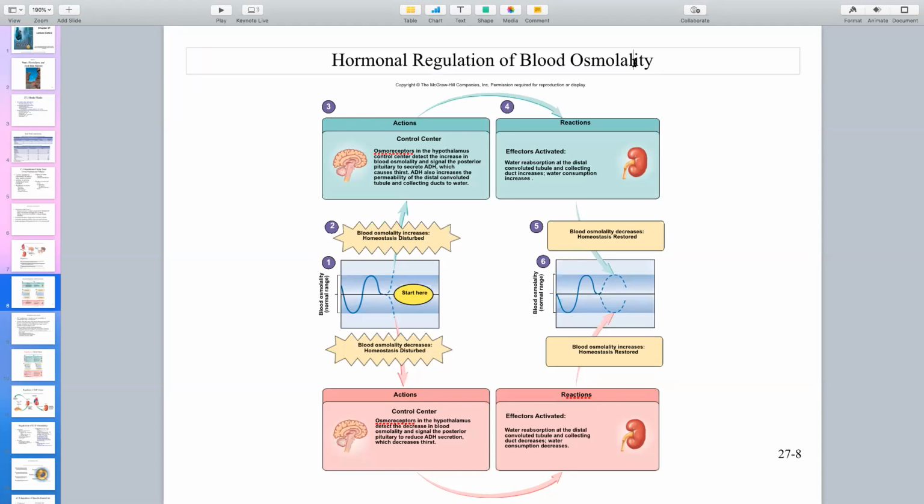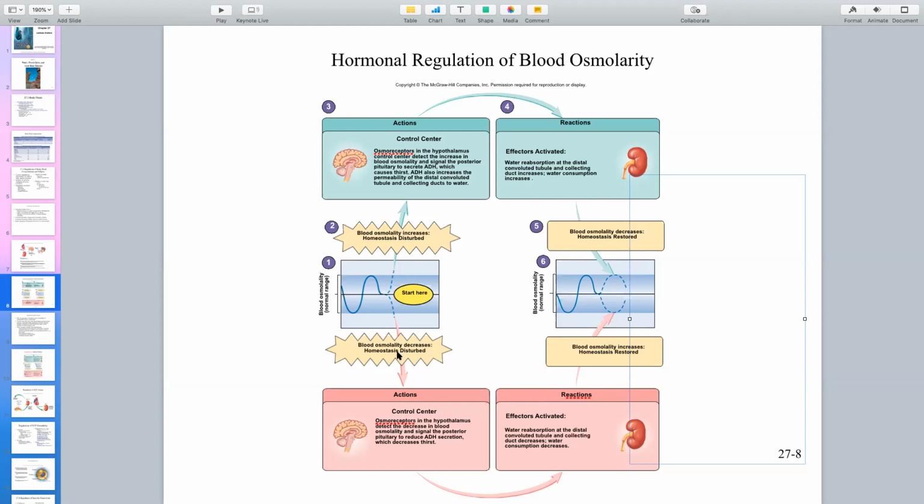Now, hormonal regulation of blood osmolarity. Again, I'm going to switch it. Osmolarity. Right? So remember how we look at this chart? Here's homeostasis, up and down. What happens when it becomes too low? When it becomes too low, blood osmolality or osmolarity decreases. Usually that's due to overdrinking water. What happens when you have too much water?